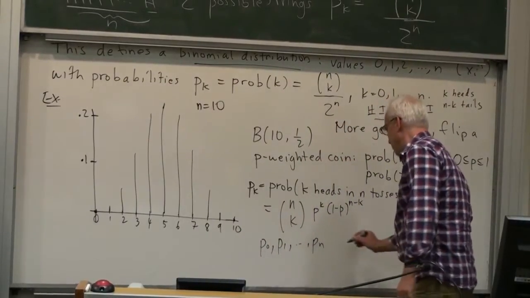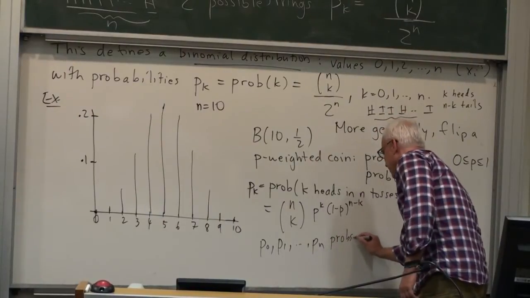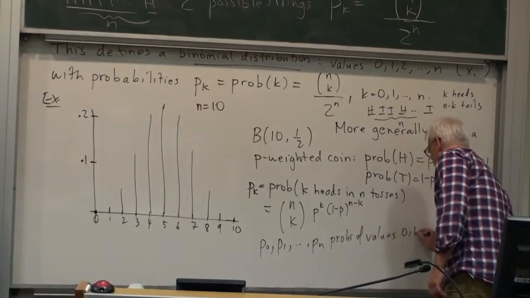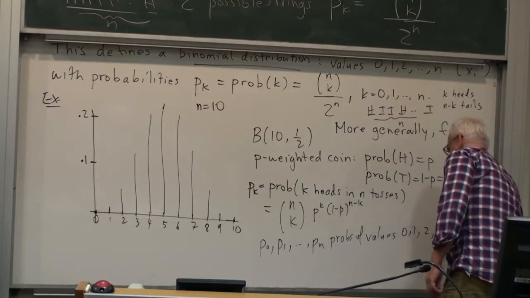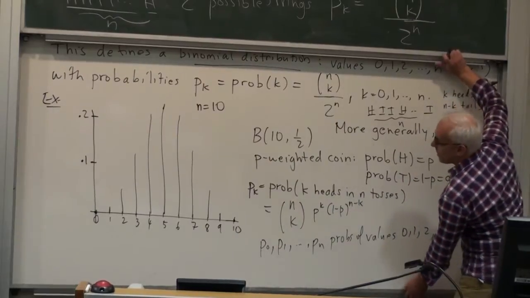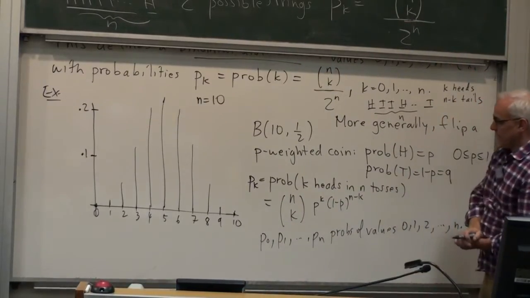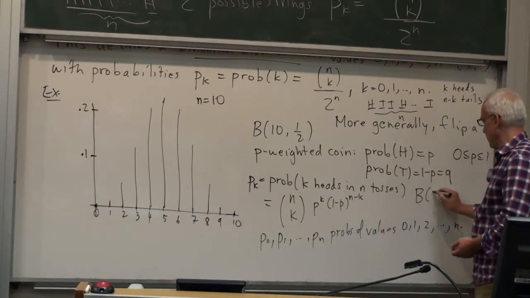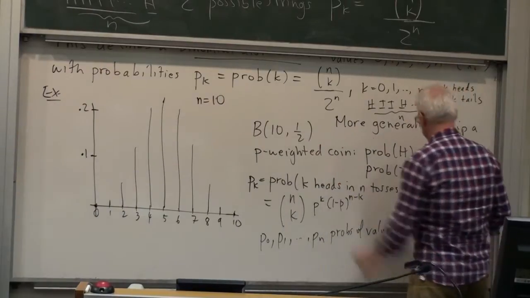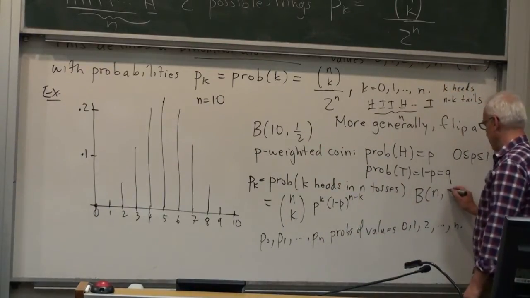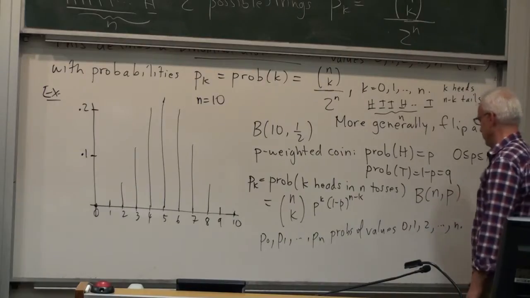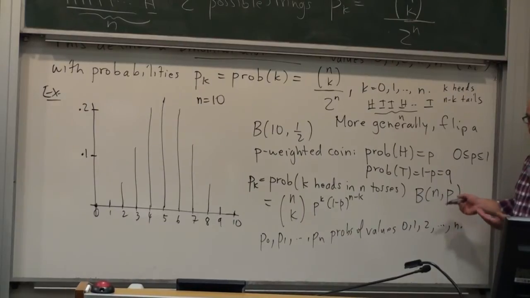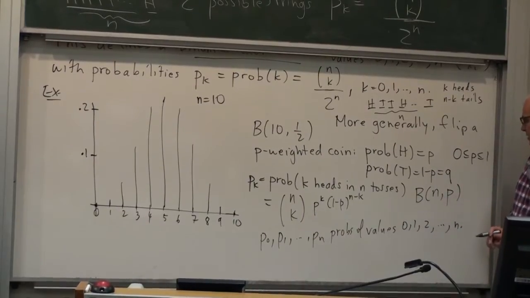All right? So this gives, we still get probabilities, P0, P1, Pn are the probabilities of the values 0, 1, 2, up to n. This distribution is called B(n, P). Okay. It's called a binomial distribution with n positions and the probability is P.